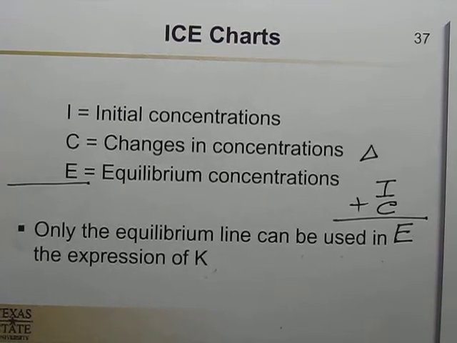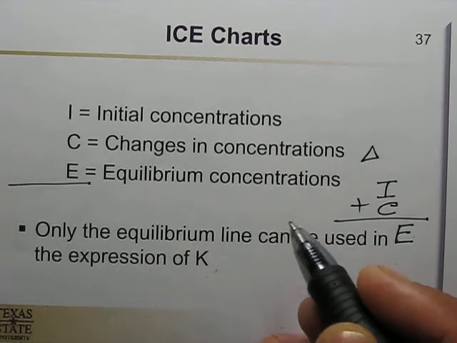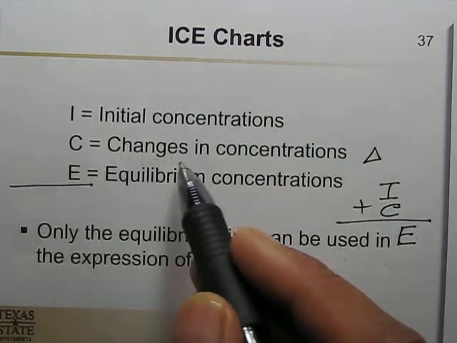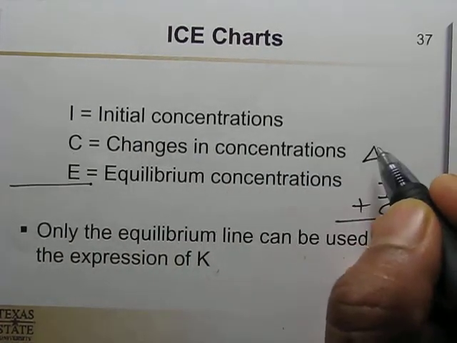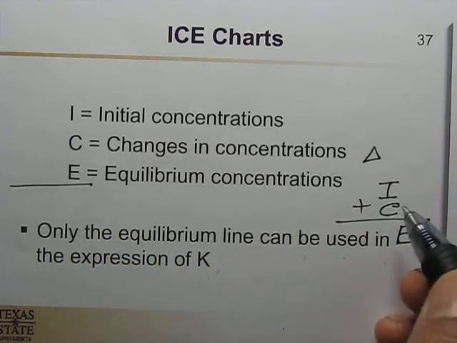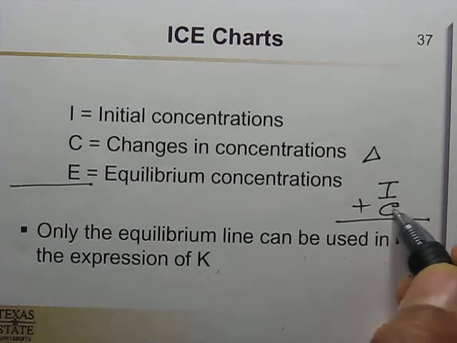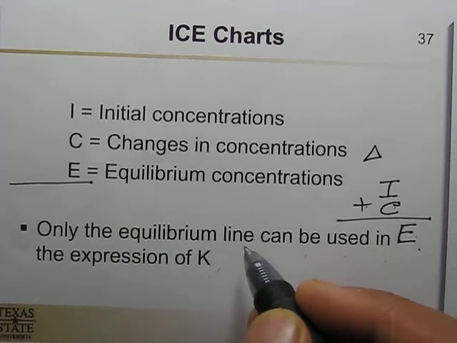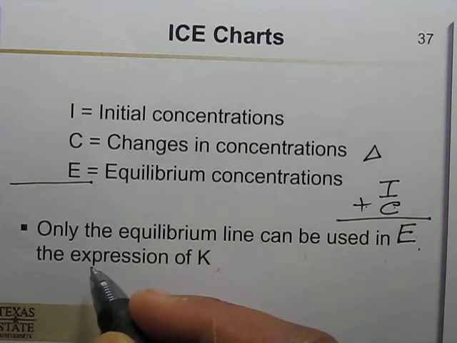So in this video we will study about the ICE chart. So what is the meaning of ICE chart? ICE represents I for initial concentration, C for change in concentration, which is represented by delta, and E is equilibrium concentration. And how do we use it? I, C, plus E. Only the equilibrium line can be used in the expression.